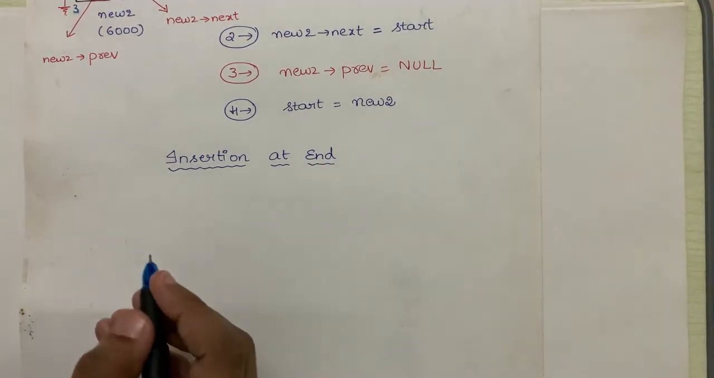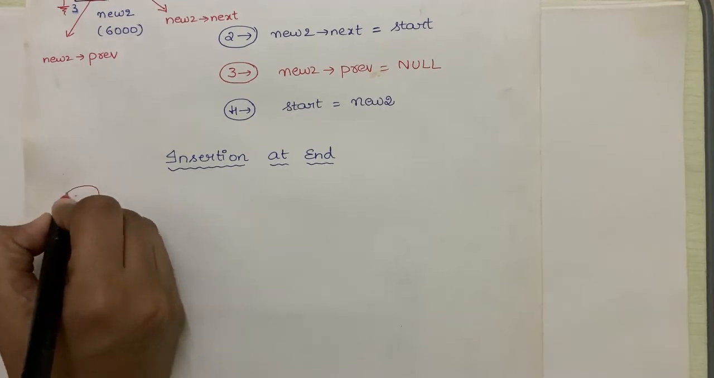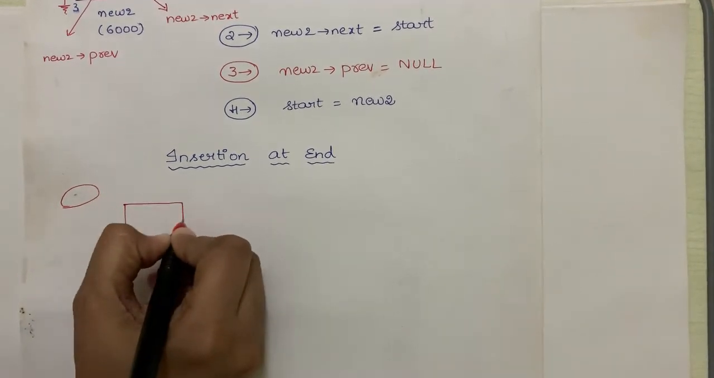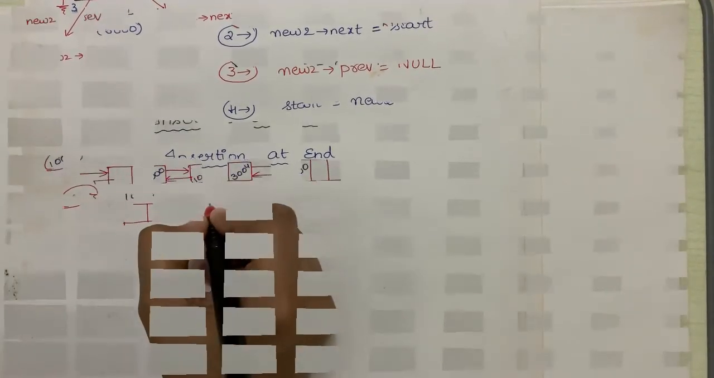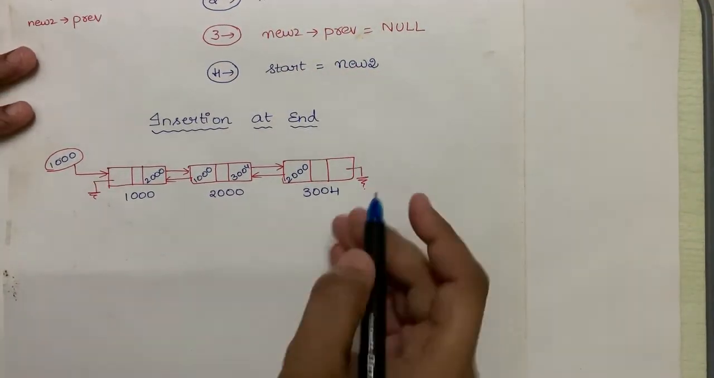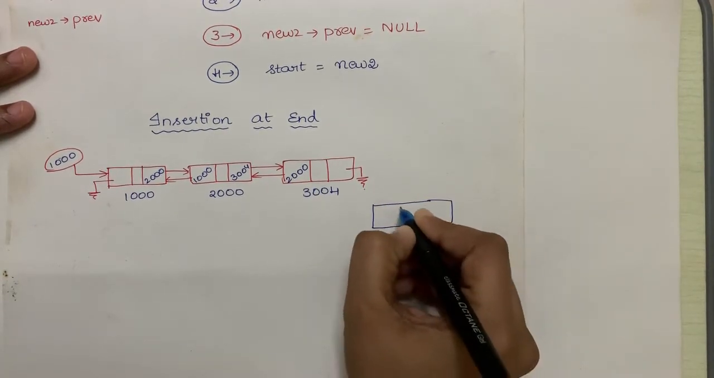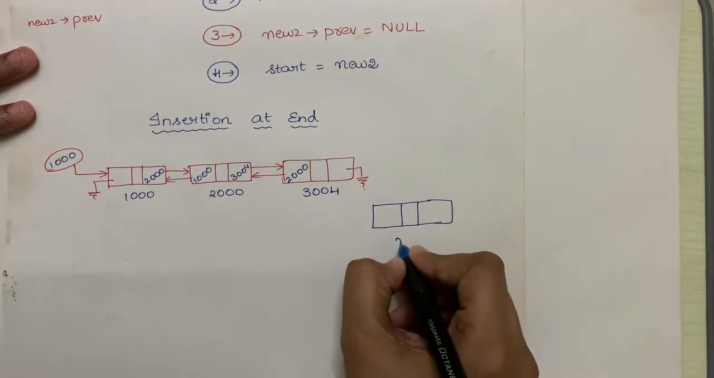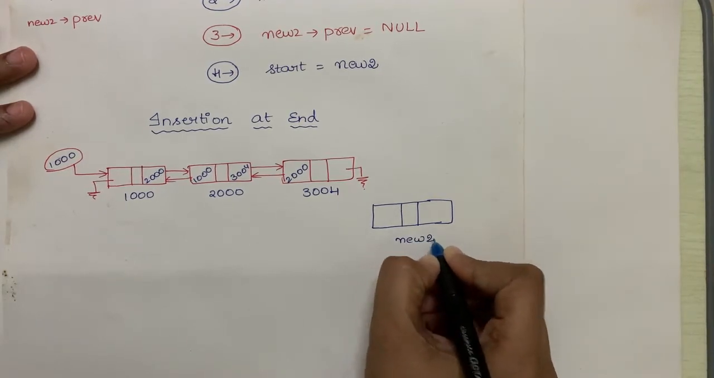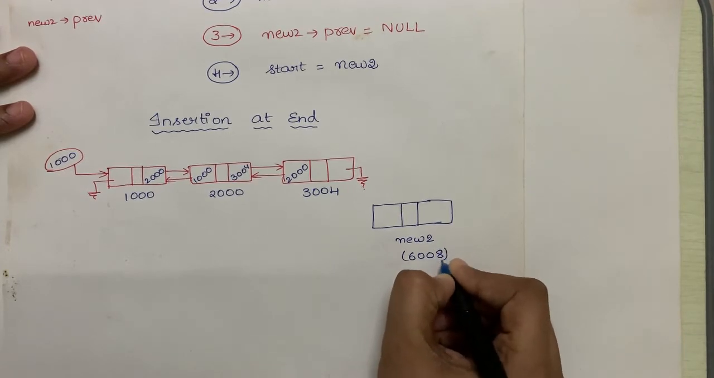Let us consider a double linked list with some 3 nodes. So this is our double linked list. Now if we want to insert a new node at the end of the double linked list, we should know the name of the new node. Let it be some new2 and the address is some 6008.